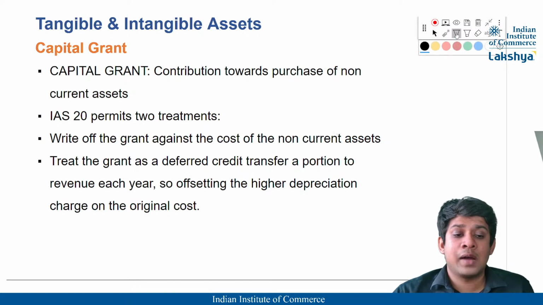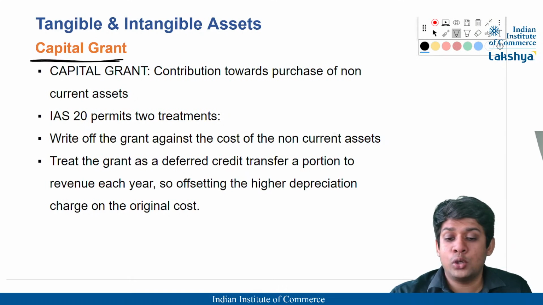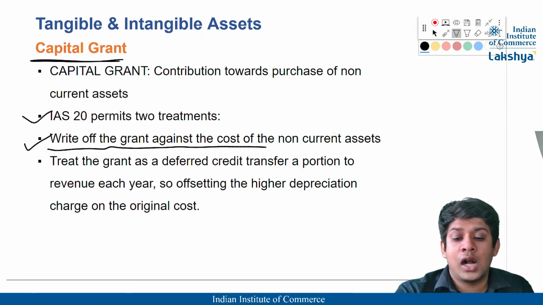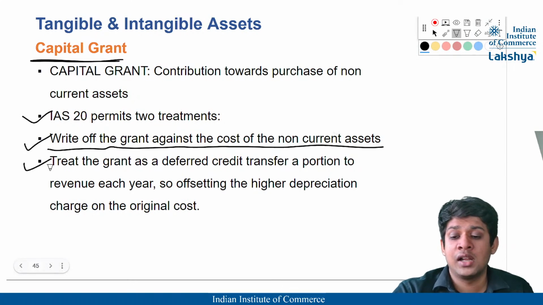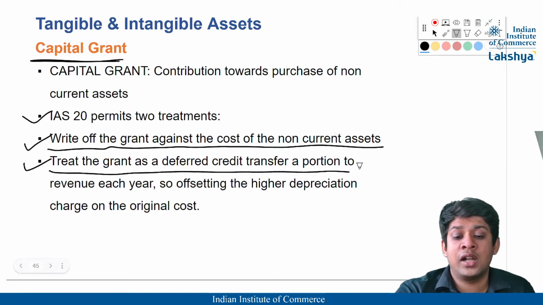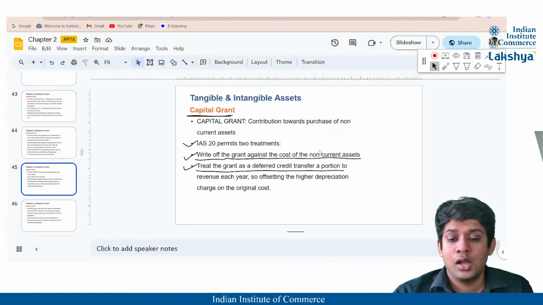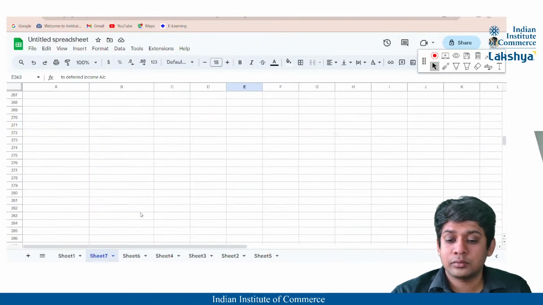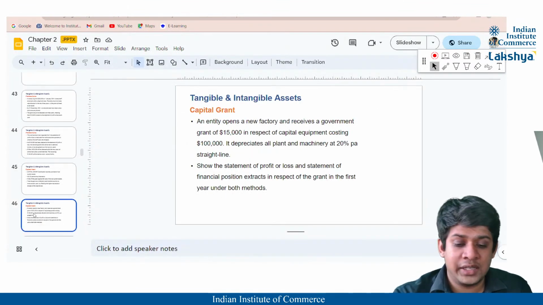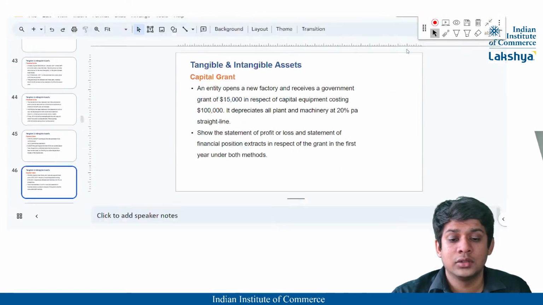Let us jump to the last part of our government grants, that is capital grants. Now there are two treatments that you can do for your capital grants. One is write off the grant against the cost of non-current asset. And second one, treat the grant as a deferred credit. Okay. What do you mean by that? Maybe we'll directly do it through an example. So I think it will be fairly clear.